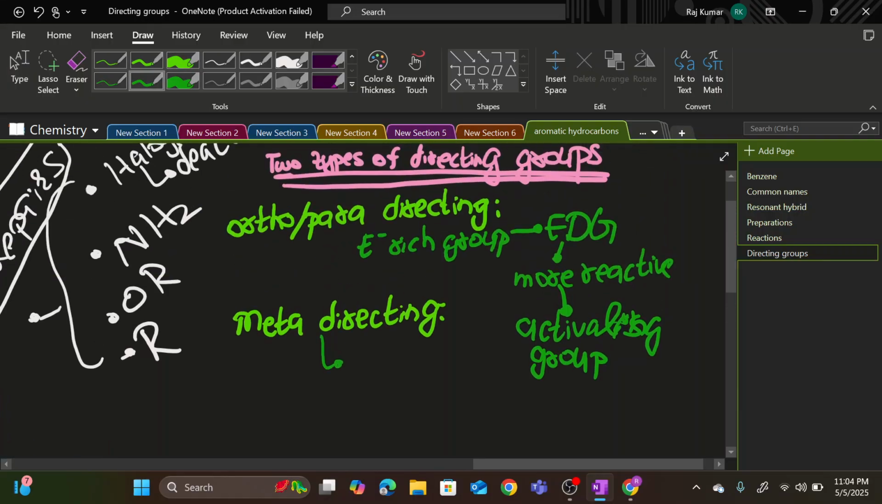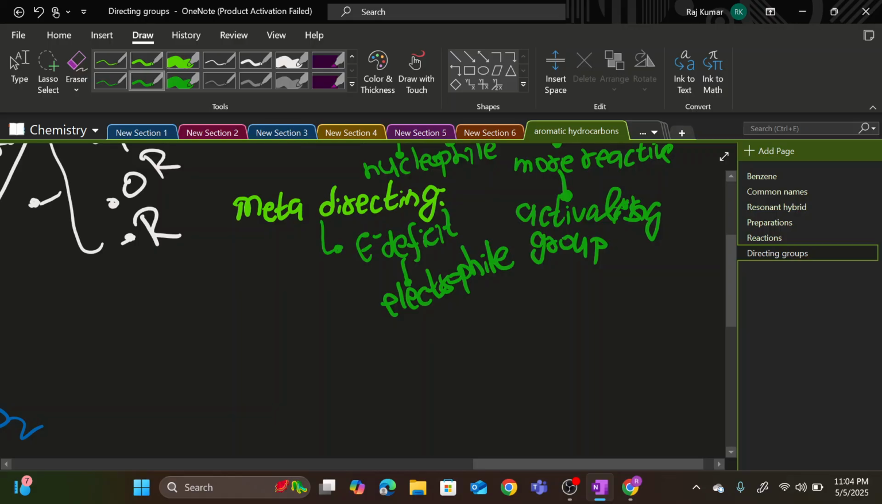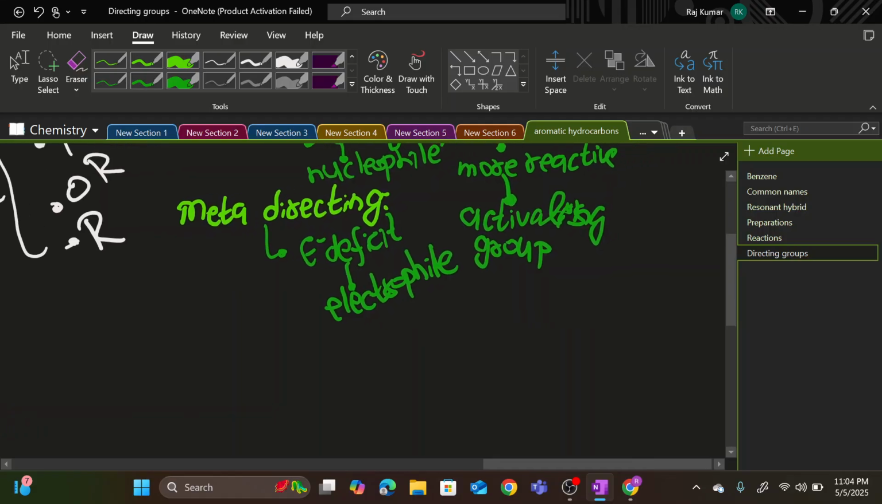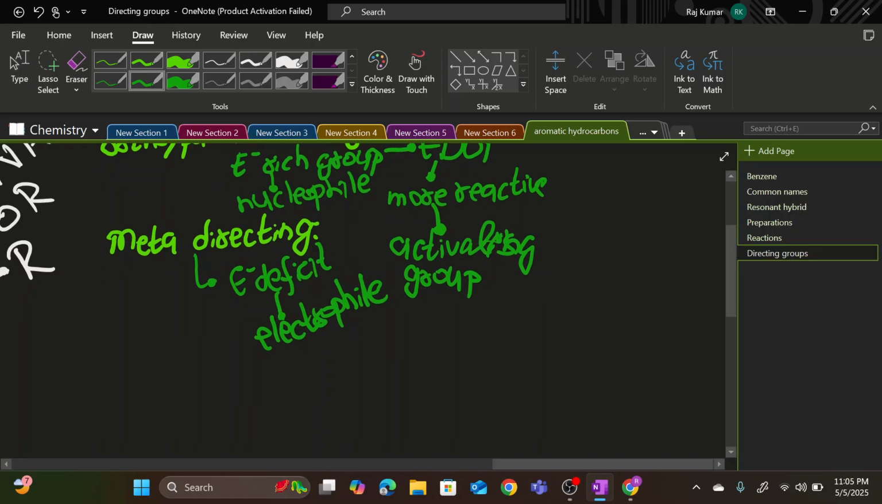Another type of directing group is the meta directing group. A meta directing group is an electron deficit group. We can also write electron rich or electron deficit in terms of nucleophile and electrophile. Nucleophile for electron rich, electrophile for electron deficit. So a meta directing group is an electron deficit group. Not essentially the entire group, but the atom directly attached to the carbon in the benzene. When that atom is an electrophile, this is a meta directing group.